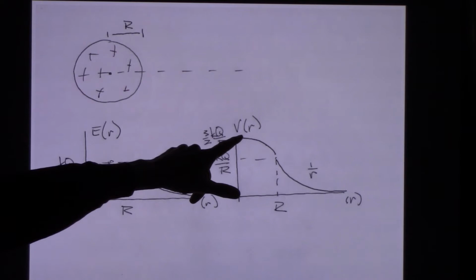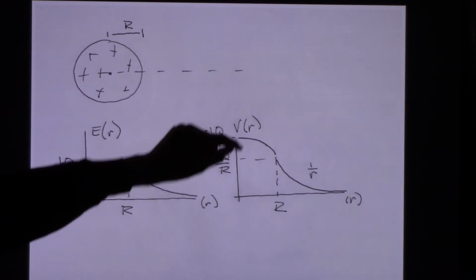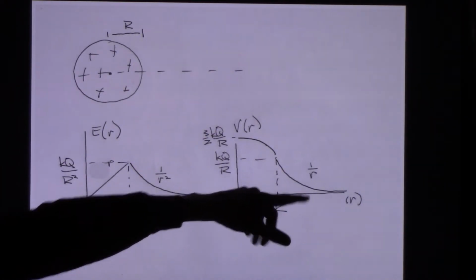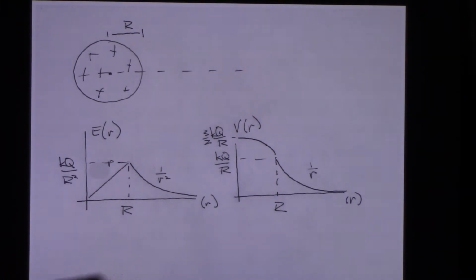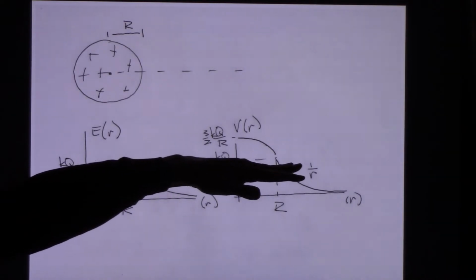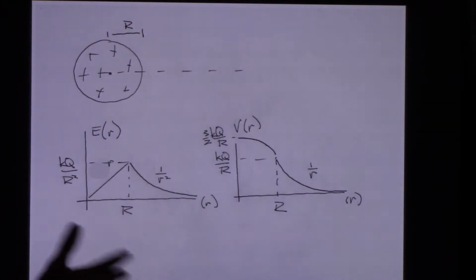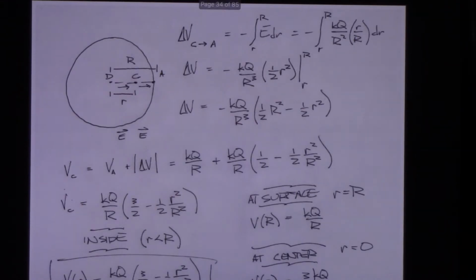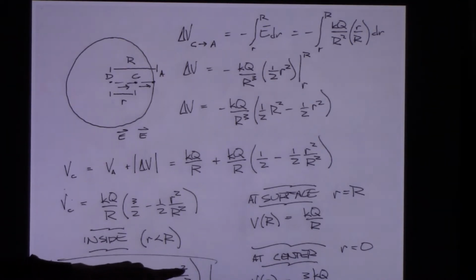What that led to in terms of electric potential was 1 over r behavior outside, leading up to kq over R at the surface. And then there is a quadratic. That's a polynomial. If you go back and look at the formulas, this is the formula we came up with for the electric potential inside the sphere. That's a polynomial, and it's a square in r.